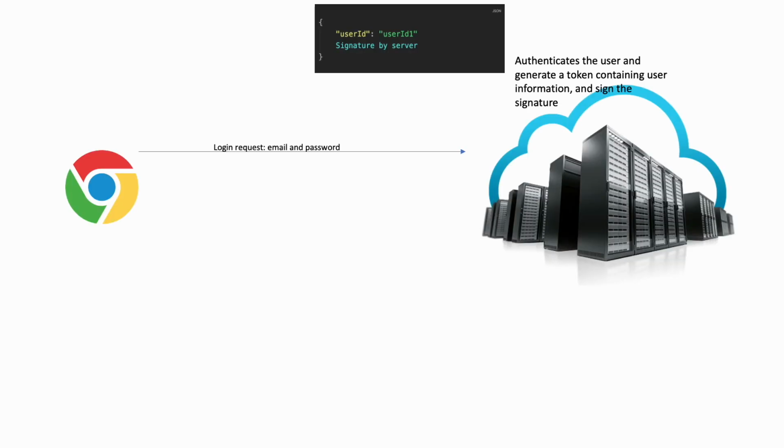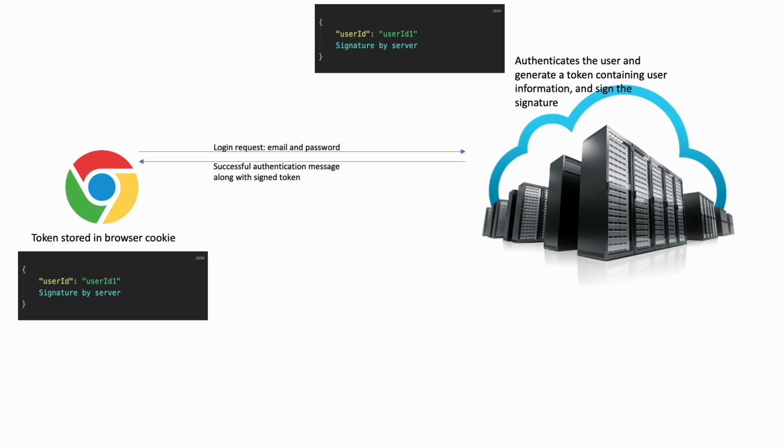So when a user logs in, the server generates a token with user information and also adds a unique signature. This signature is like a stamp of approval, and only the server and no one else has the secret ink to create it. The token with the signature is then sent back to the browser and stored in the browser cookie.